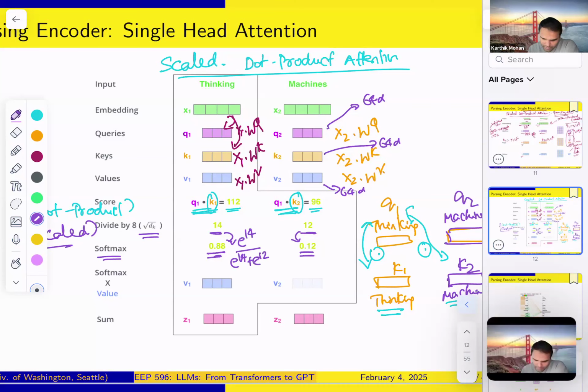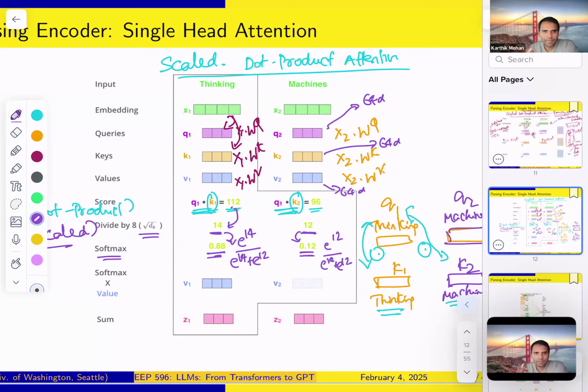And then this is the other one. So this is e to the power 12 divided by e to the power 14 plus e to the power 12. So if you actually went ahead and did this computation, maybe on Google, you'll get this number. I mean, it may not be exactly the same, but you'll get 0.88 something, you'll get 0.12 something. So we took some arbitrary scores, we scaled it, and then we did a softmax and we got a probability. So 0.88 and 0.12, they add up to 1, right?